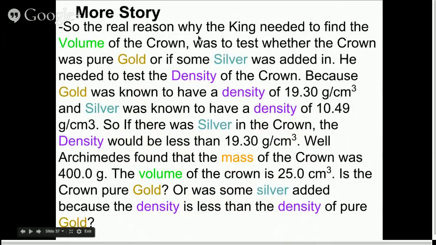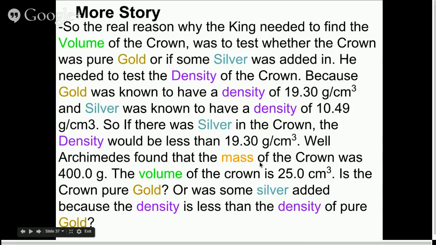The real reason why the king needed to find the volume of the crown was to test whether the crown was pure gold or if some silver was added in. He needed to test the density of the crown because gold was known to have a density of 19.30 grams per cubic centimeter, and silver was known to have a density of 10.49 grams per cubic centimeter. So if the blacksmith had put silver in the crown and cheated the king, the density of the crown would be less than 19.30 grams per cubic centimeter.